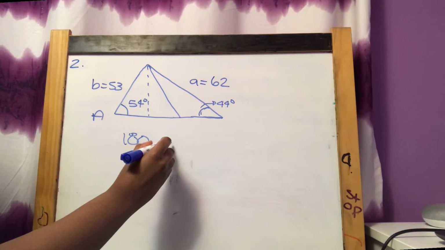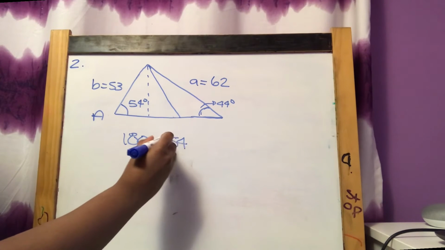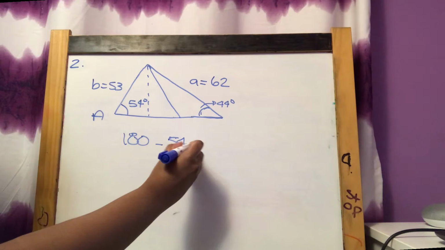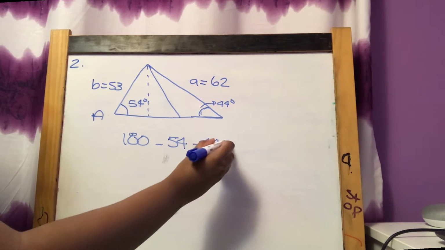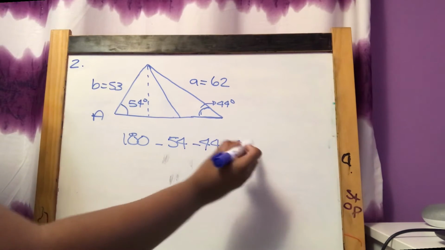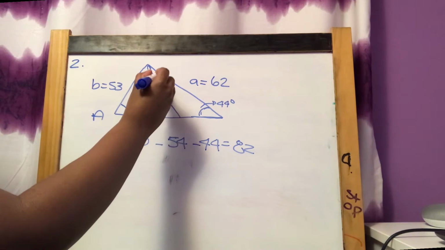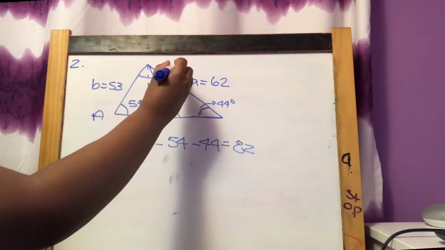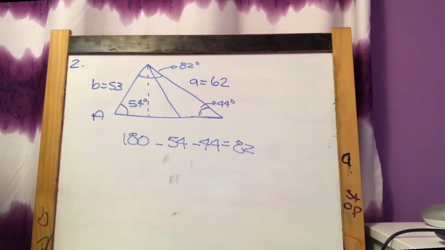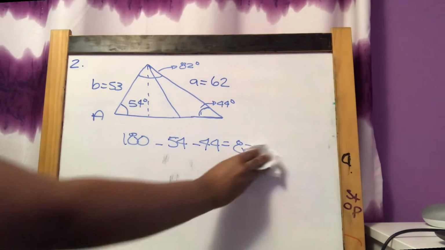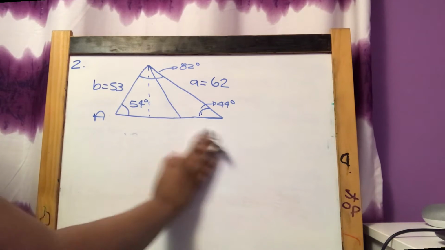And then to find the remaining angle, I just did 180 minus 54 minus 44, which gave me 82. So that gave me the missing angle on the top for angle C. I didn't put the letters yet, but that was angle C. 82 degrees is for angle C. And so I figured out all the angles for the whole triangle.